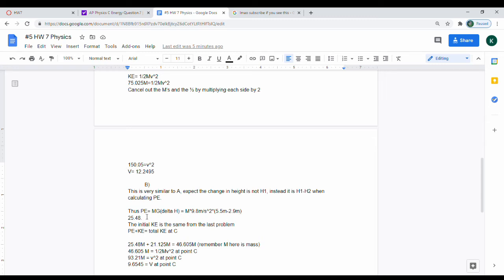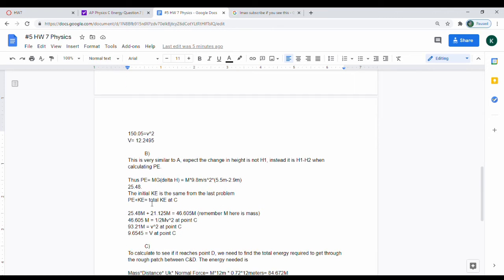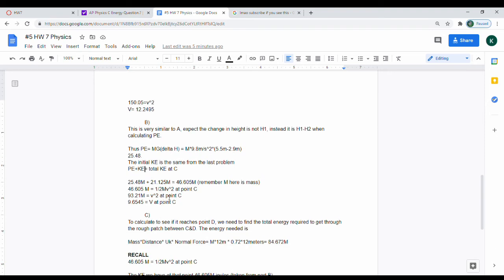So you find your PE in this case, which is just mg times your delta h, which should be h1 minus h2. Your KE is the exact same number. So then you add your PE and your KE to get your total KE at point C. And then you go through the same process of setting it all equal to the kinetic energy at point C, 1/2 mv squared, multiply both sides by 2, divide both sides by m, you get v squared at point C, and then you get v at point C.